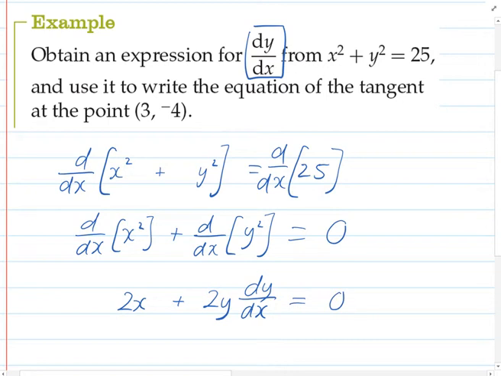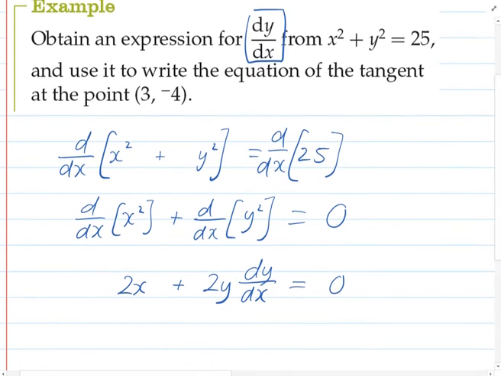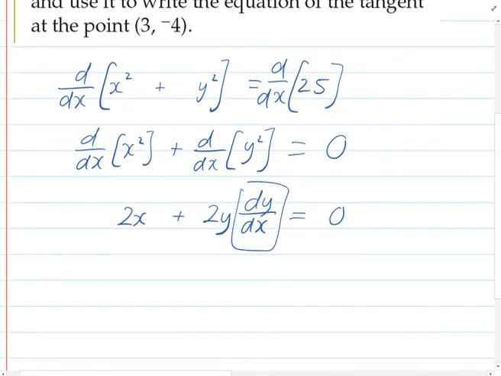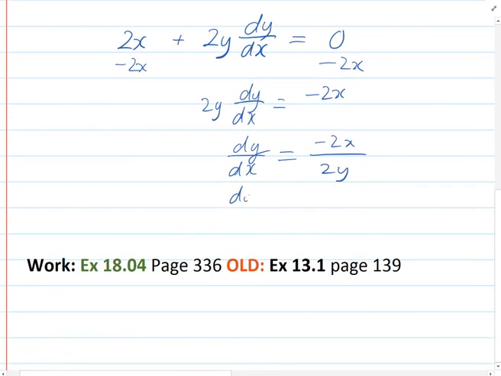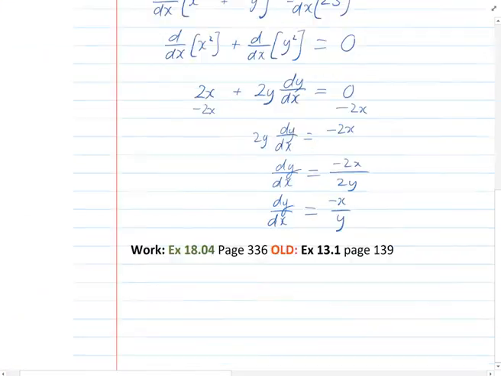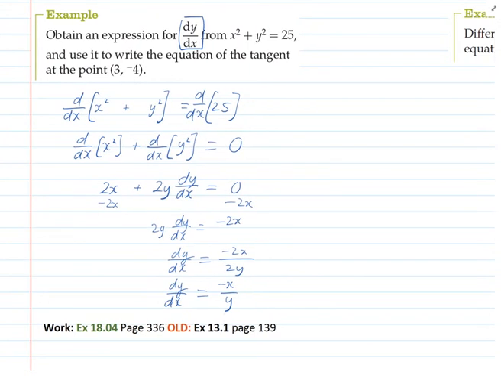So we want dy by dx by itself, which means that we have to now solve this equation for dy by dx. I'll start by subtracting 2x from both sides, and so that gives me 2y times dy by dx equals negative 2x, and then I'll divide both sides by 2y, so dy by dx will equal negative 2x over 2y, and so the 2's cancel out, and we have dy by dx equals negative x over y. So that's answered the first part of our question, which was to differentiate this and find dy by dx.